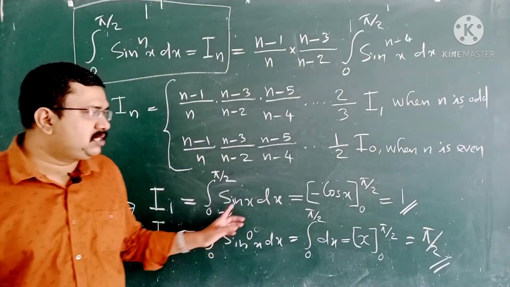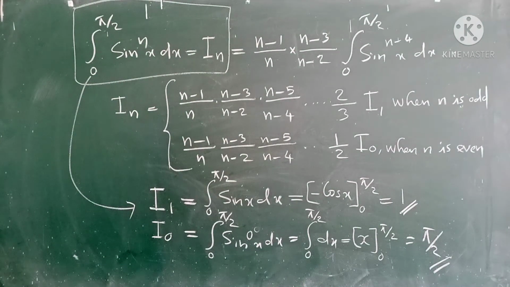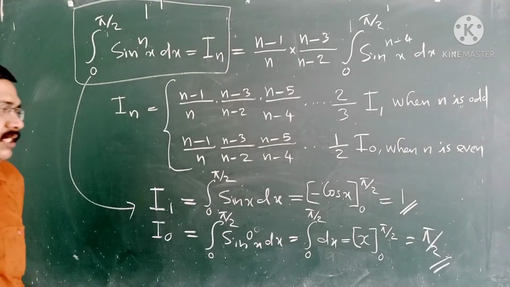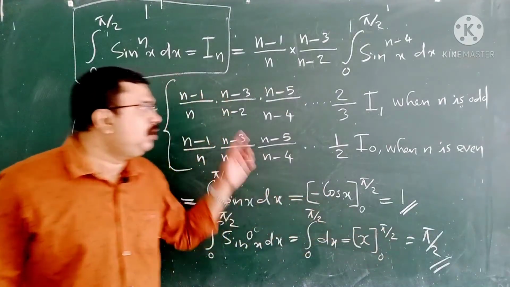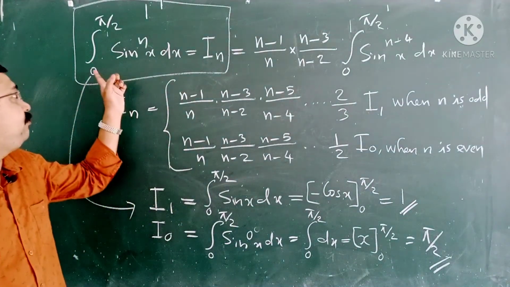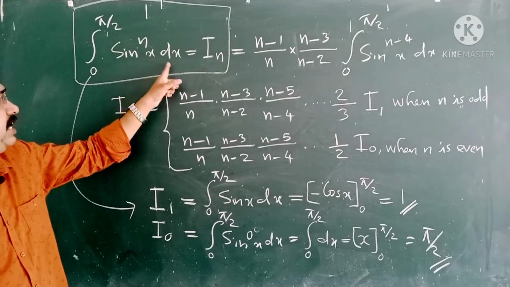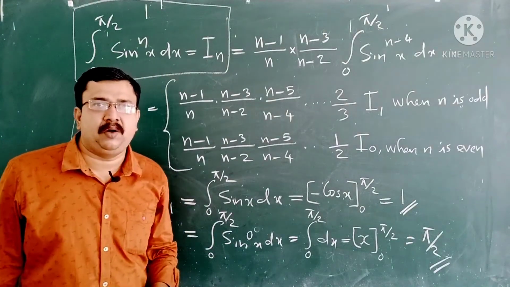Remember that the first one is I1, the value of I1 is 1, and the second one is I0, I0 is equal to pi by 2. Please write down in your notebook. This is the reduction formula for integral 0 to pi by 2 sin^n x dx. Please write down.